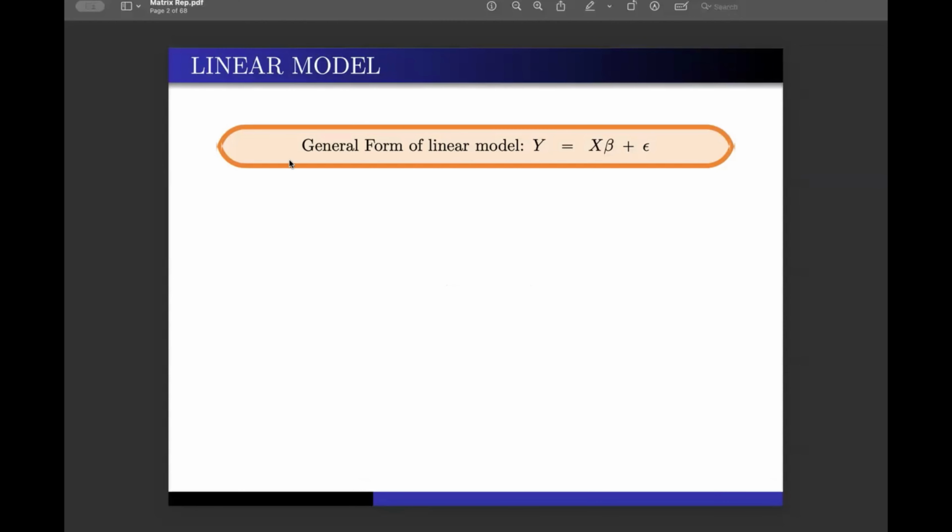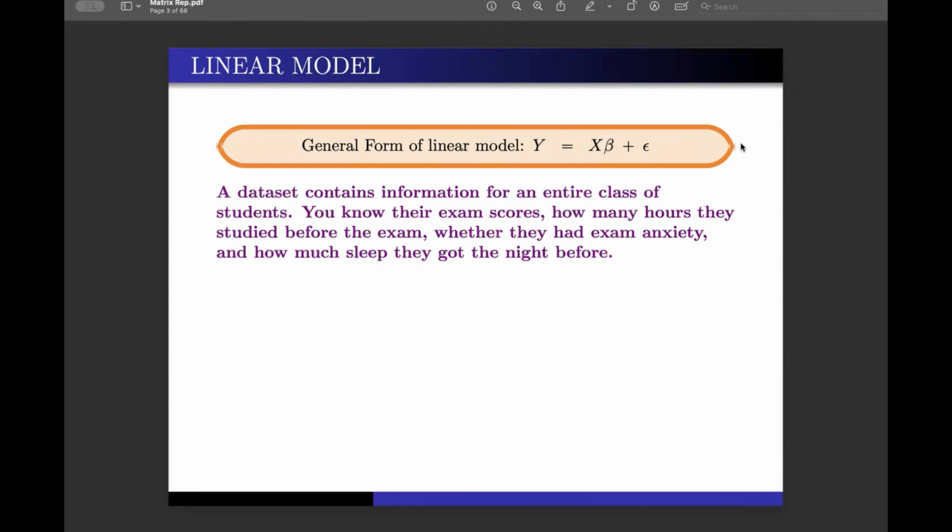All right, so up to this point, we have been talking about the linear model, the general form where we write y equals X beta plus epsilon, where epsilon accounts for the error term, X is the independent variables and y is the dependent variable. In this video, we are going to learn the matrix representation of this linear model. Let's take a real-world example to understand how we can express a linear model using matrices.